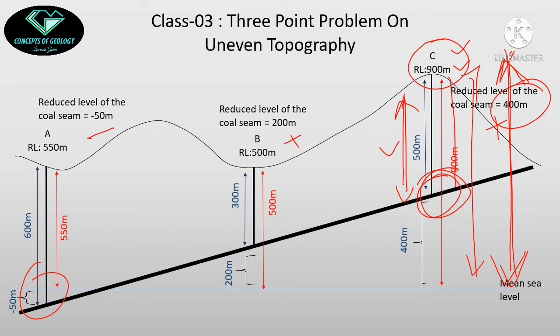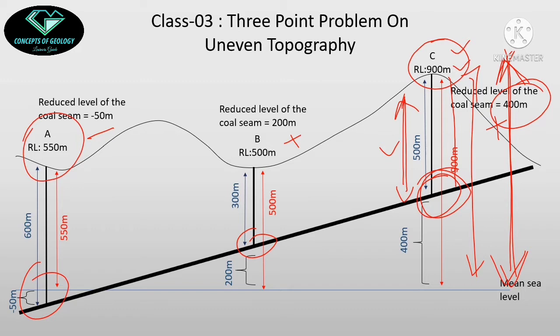So wherever we get a positive reduced level value, that means the borehole has encountered the target bed above the datum plane, or here above the mean sea level. And when I get a negative value of the reduced level, that is when the borehole is touching the target bed below the datum plane. This is happening for this borehole A. So this was the fundamental.